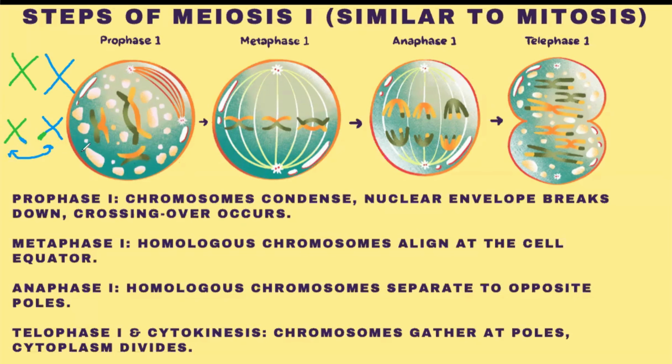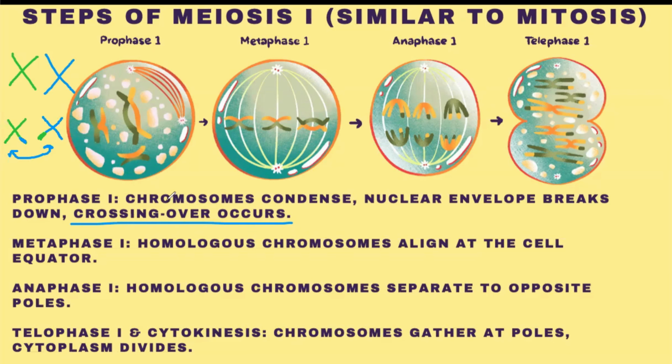And the purpose of this is to increase genetic diversity. Essentially, you don't look exactly the same as your parent, and we don't want that to happen. We want diversity to exist when it comes to how we look compared to our parents. And that's why crossing over occurs, to increase the genetic diversity.